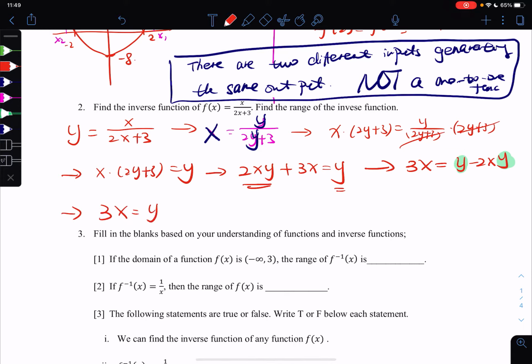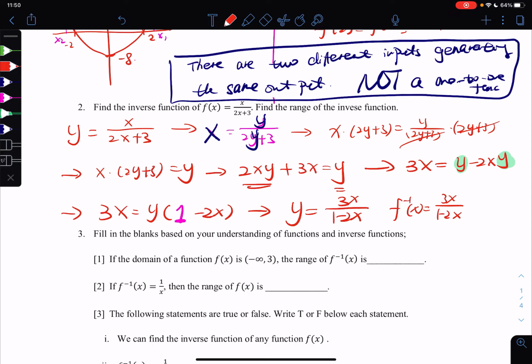The 3x is y times, be a little bit careful, this is a very common mistake. You factor out y, there's still a 1 left, minus 2x, hence you end up with y being 3x divided by 1 minus 2x, which is essentially the inverse function you are trying to identify. If you want to find the range of the inverse function, it's the same as asking what's the domain of the f function. They are essentially the same idea. Domain of f is whenever your denominator is not 0, so 2x plus 3 is not 0. Hence, everything except x being negative 3 over 2. So this is my answer to the second question.